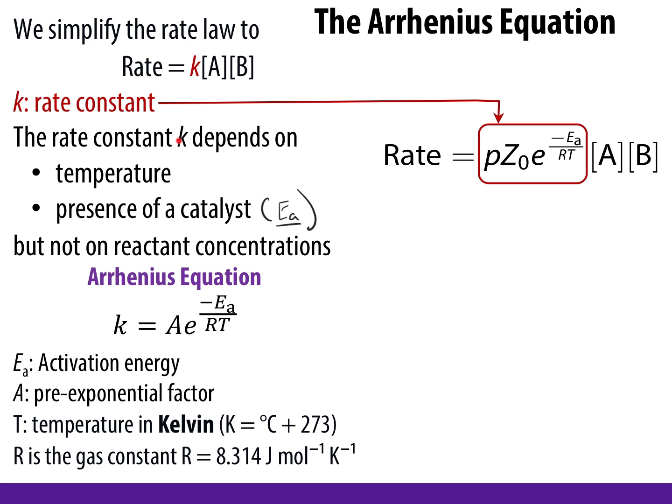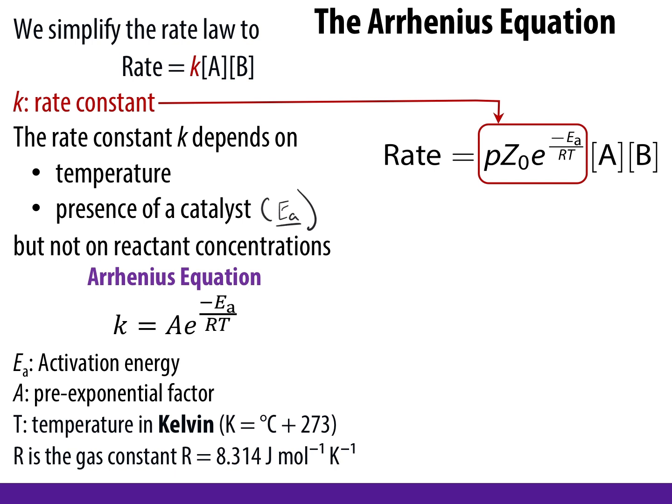But note that the way in which k is constant is that the reactant concentrations have no effect on k. So we can double or triple A and B, and the only effect on the rate is related to the concentration. The rate constant is sort of a separate factor.